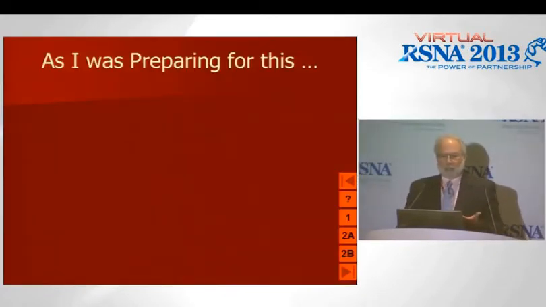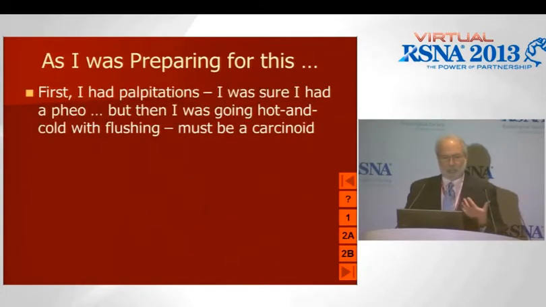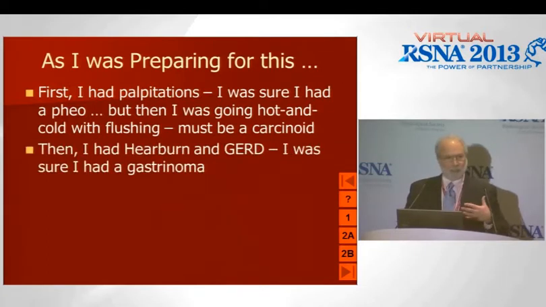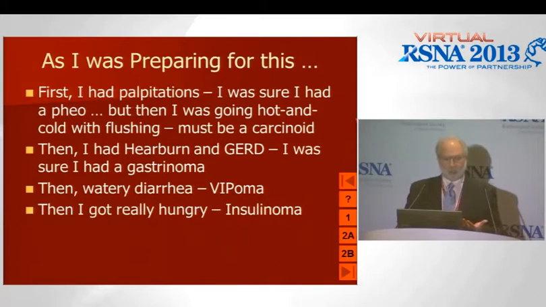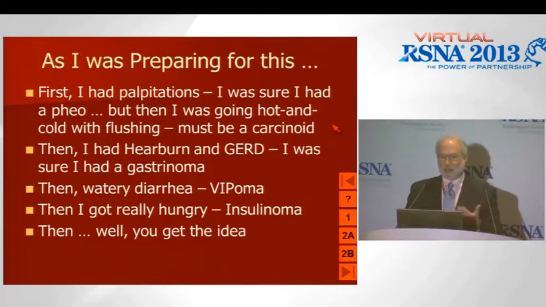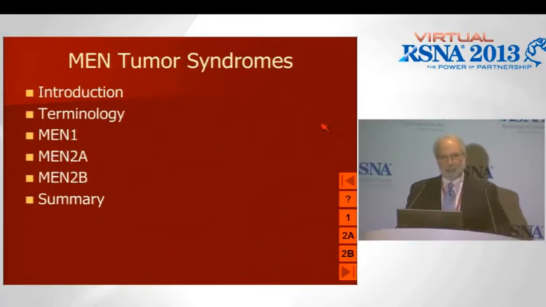I was getting ready for the talk, and I was getting very anxious. I had palpitations, and I was sure that I had a pheo. Then I had hot and cold flushing, and I thought I must have a carcinoid. Then I started to have reflux and heartburn, and I was sure that I had a gastrinoma. Then I had watery diarrhea, and I thought I had a VIPoma. Then I got really hungry, and I thought I had an insulinoma. As you're reading about these very complex syndromes, it's very easy to get lost, with lots of names and words to talk about.